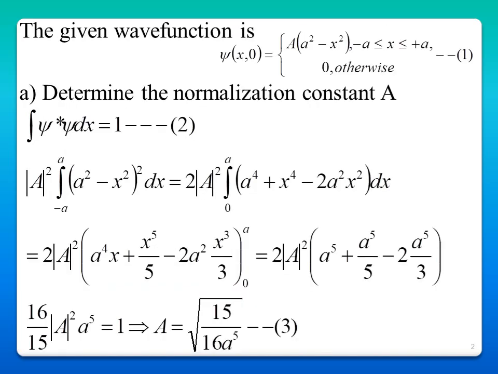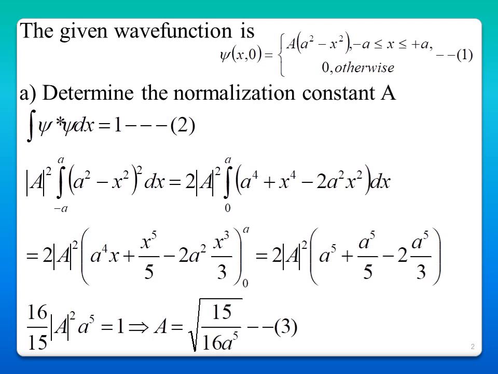So the given wave function is A into a squared minus x squared, where x lies between minus a to plus a. Now we have to determine the normalization constant capital A, and small a is a constant, and for this the probability integral of psi star psi dx is equal to 1.